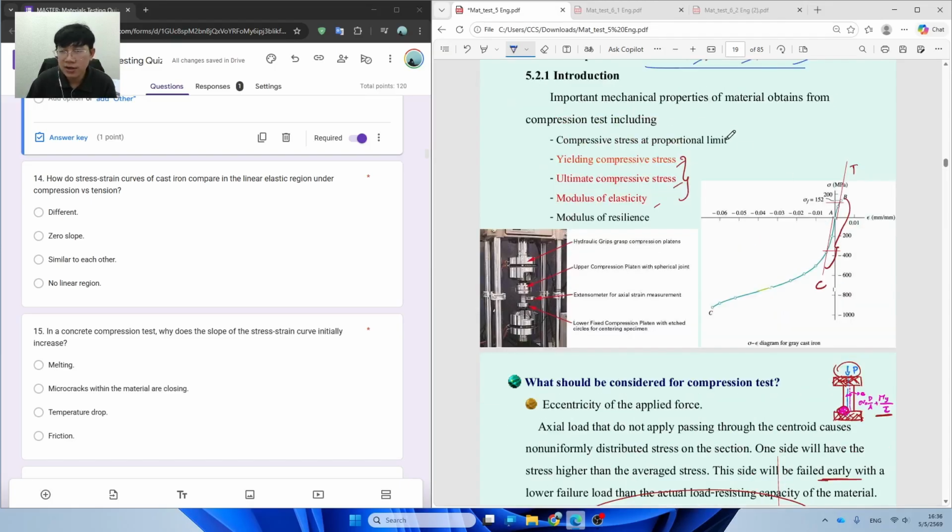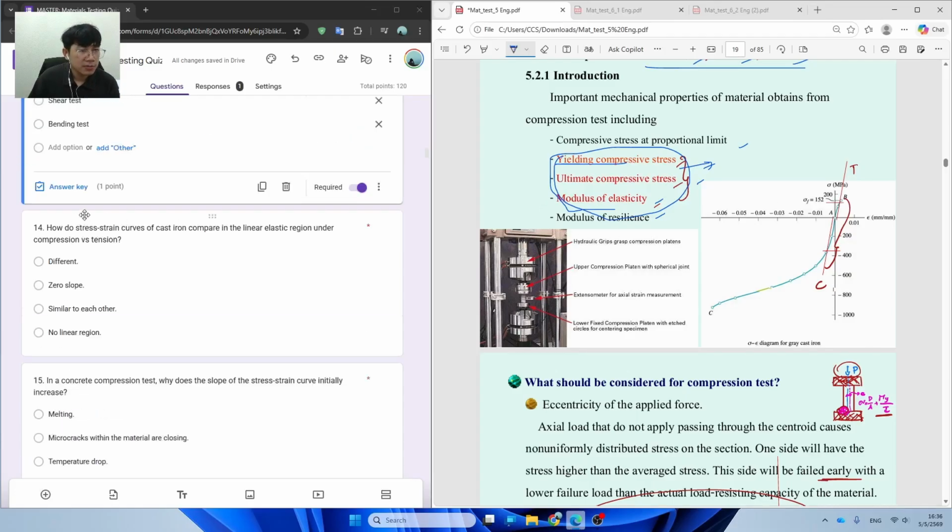Let's have a good start with the mechanical properties, such as proportional limit, yielding compressive stress, ultimate compressive stress, modulus of elasticity, and also the modulus of resilience. Again, the red highlight is the requirement from TAS, which you guys need to know, and then I'm going to trick you guys in the exam on which one is going to be the most important. So according to the TAS, you may need to pick one out of these three.